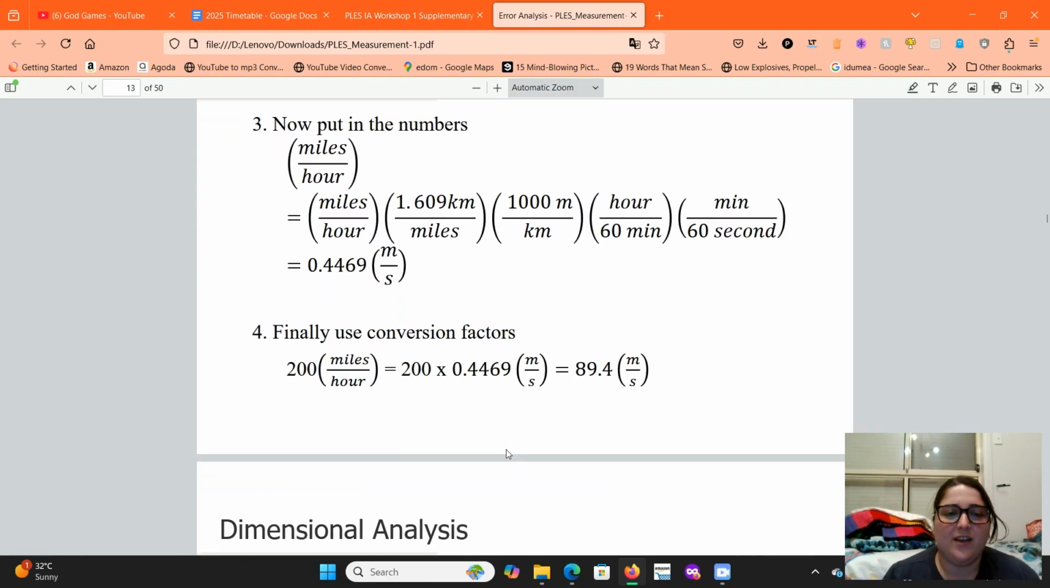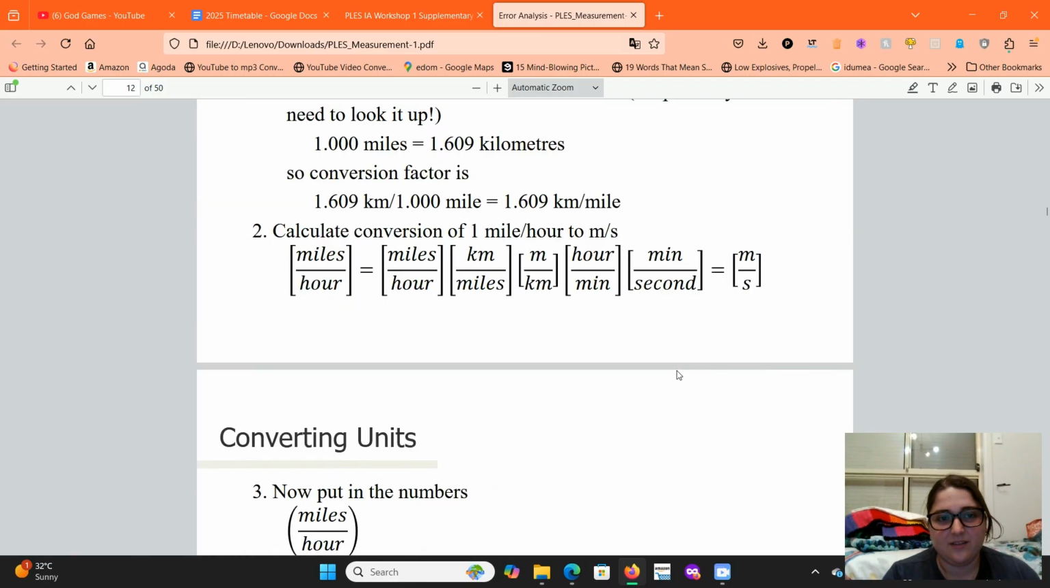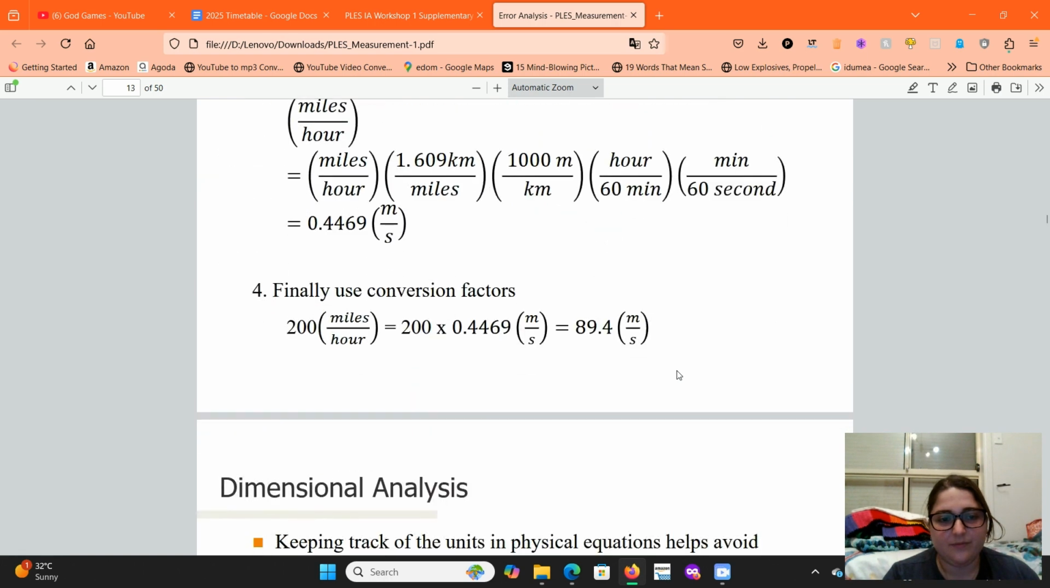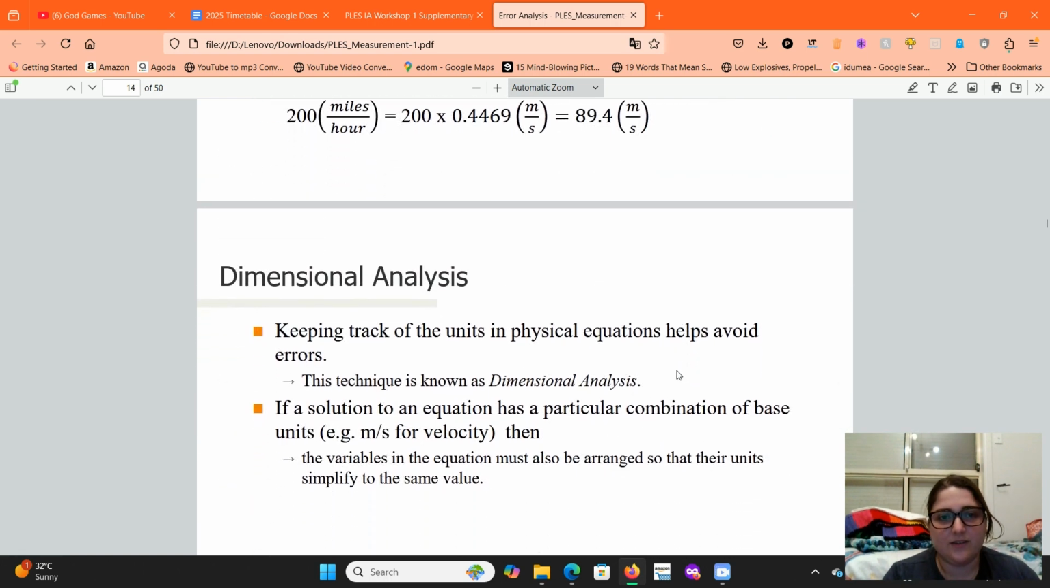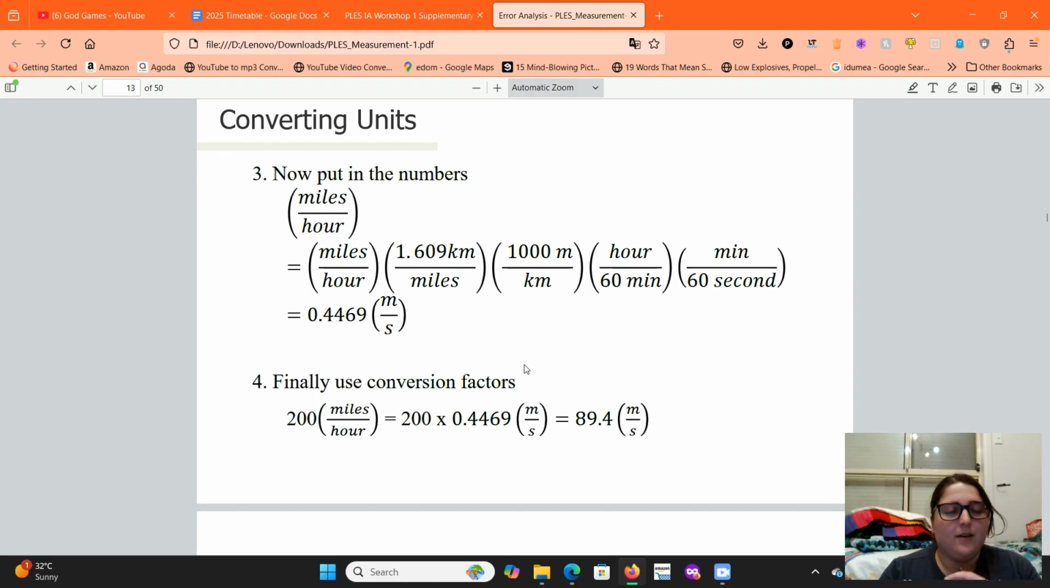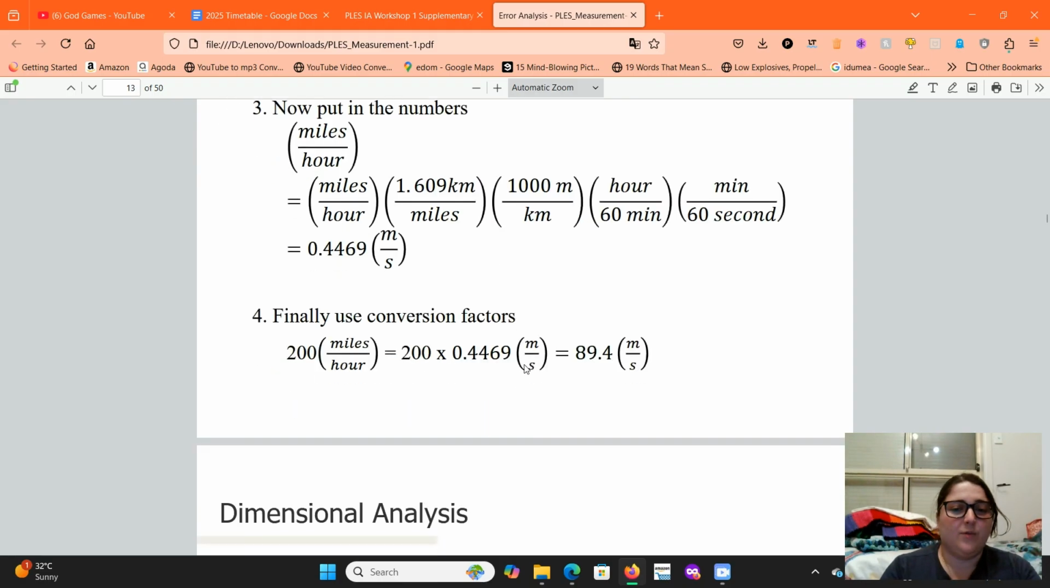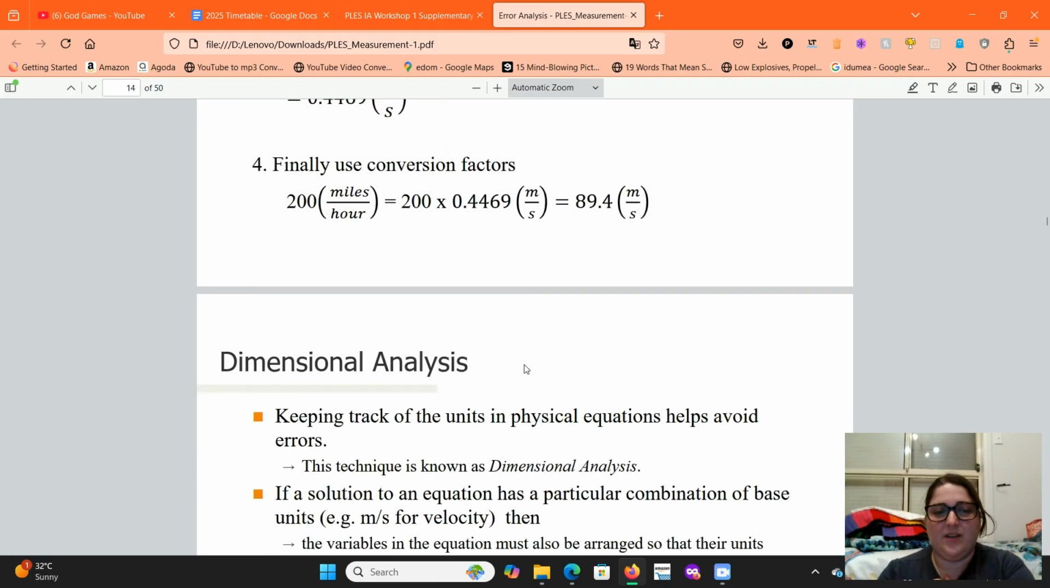So finally, using the conversion factor, we have 200 miles per hour equals 200 times 0.4469 meters per second, which equals 89.4 meters per second. There are problems like this in the questions that you'll have to do, so we can go through that step by step if need be.